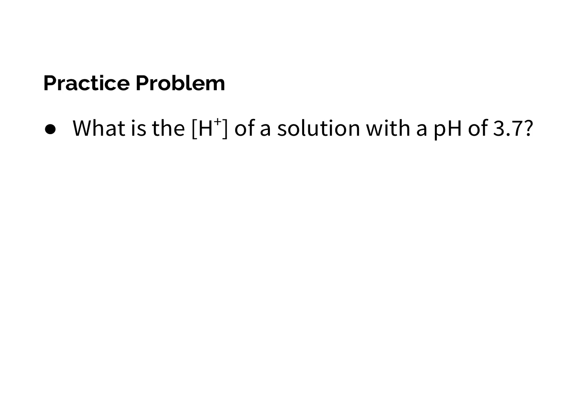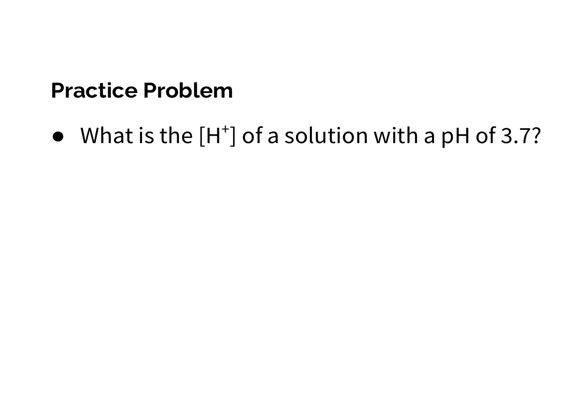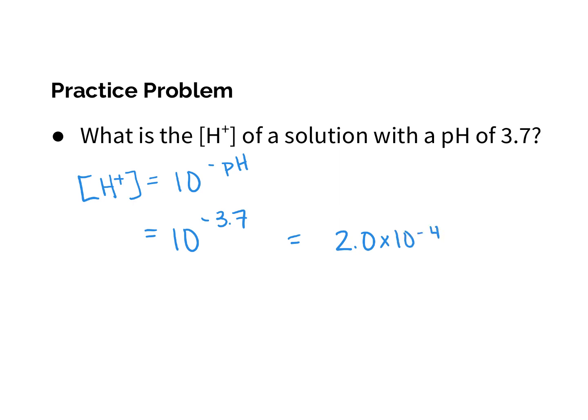All right, and then this time we're going to figure out what is the concentration of the hydrogen ion of a solution with a pH of 3.7. So this time, we know the pH, and we're going to solve for the concentration. And so we're basically going to undo the log. So the concentration of hydrogen is just 10 raised to the negative pH. So we're going to go 10 to the negative 3.7. So if you type this into your calculator, you should end up with 2.0 times 10 to the minus 4.